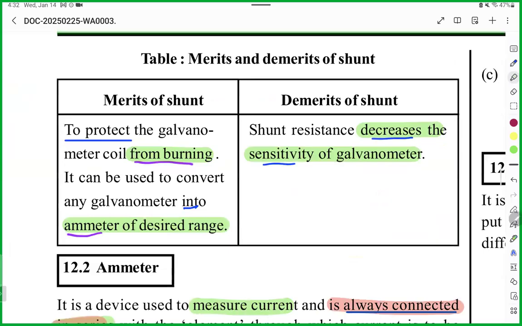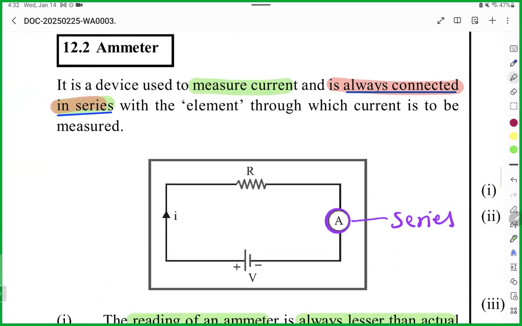Benefit: protect the galvanometer from burning. Demerit: decrease the sensitivity of the galvanometer. Look at this.